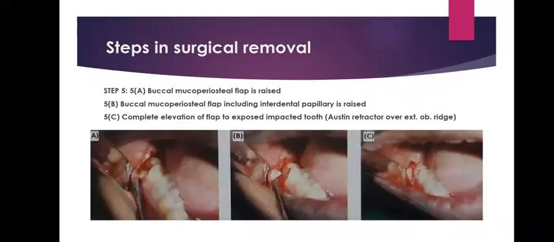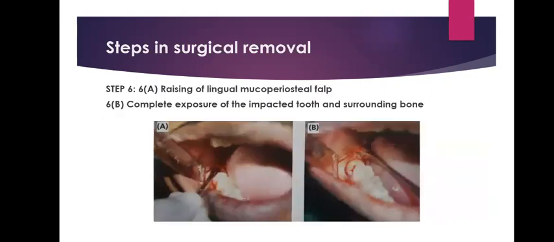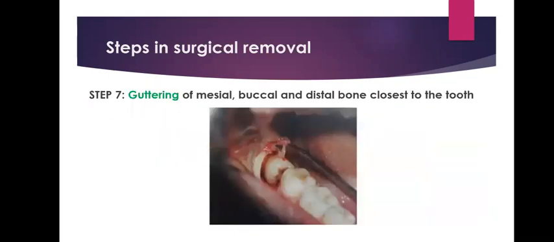Step 5, the buccal mucoperiosteal flap is raised. The buccal mucoperiosteal flap, including interdental papilla, is raised in the second diagram. And in the third diagram, complete elevation of the flap is done to expose the impacted tooth with Austin's retractor over the external oblique ridge. Step 6 is raising of the lingual mucoperiosteal flap and complete exposure of the impacted tooth and surrounding bone as shown below. Step 7 is guttering of the mesial, buccal, and distal bone closest to the tooth.